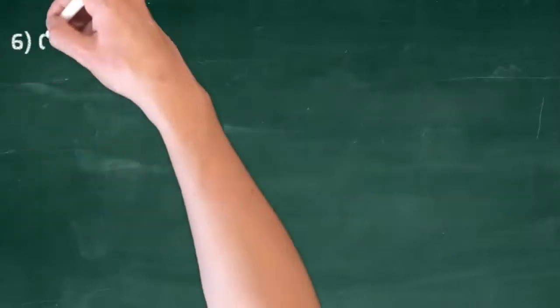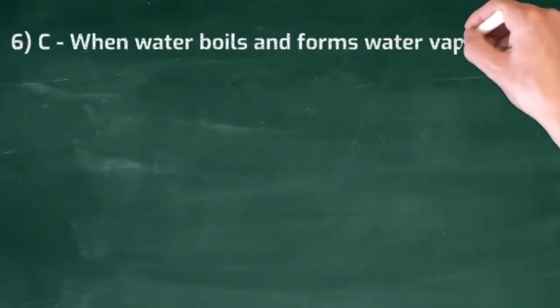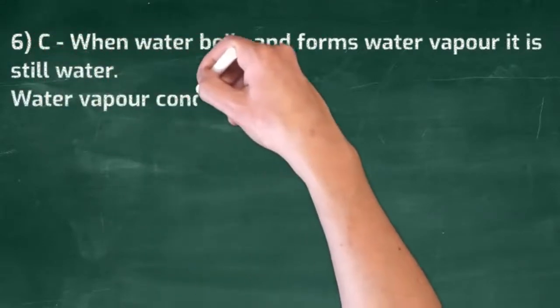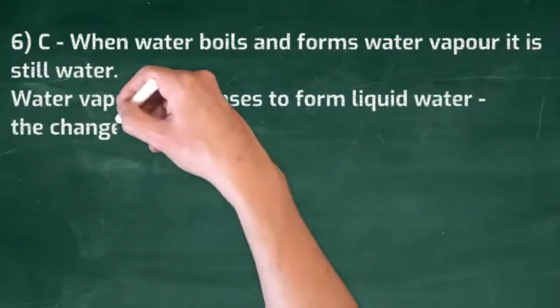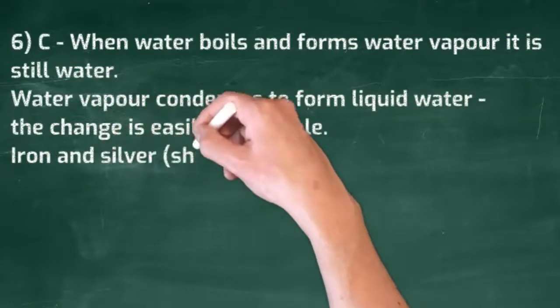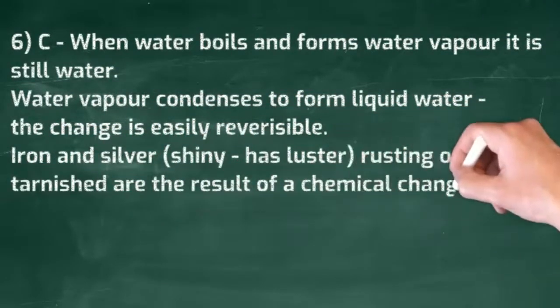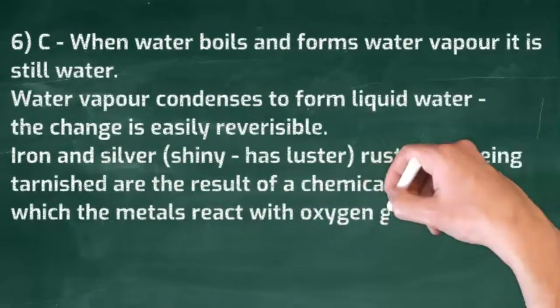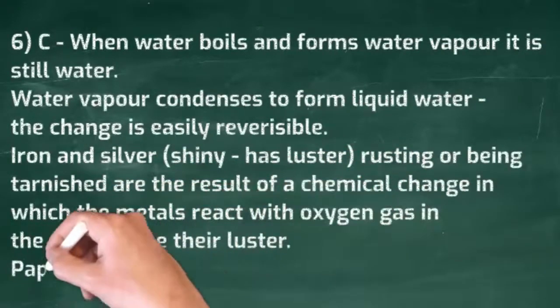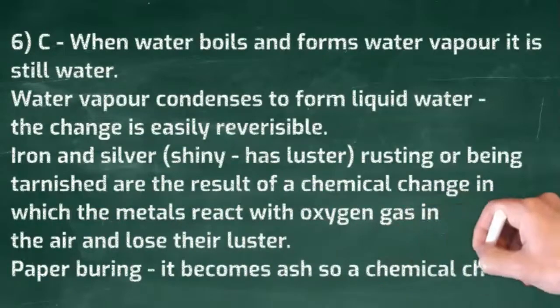When water boils to form water vapor, it's still water. Water vapor can be condensed to form liquid water quite easily. The change is easily reversible. Iron and silver, shiny metals, which have luster, if they rust or become tarnished, they lose that luster. Paper being burnt, it becomes ash, so that's also a chemical change.